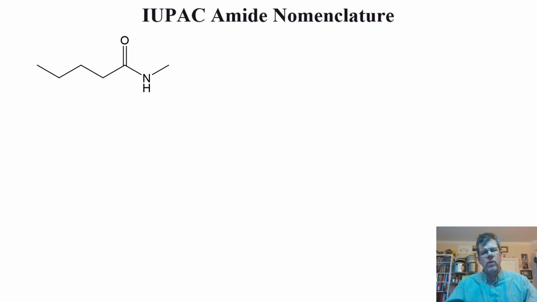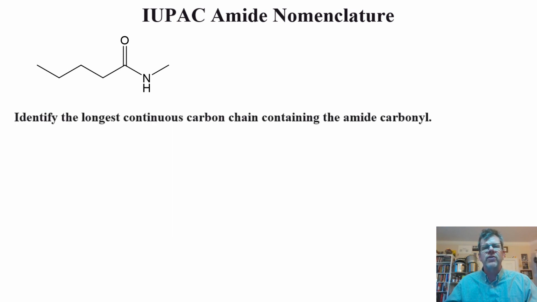What's the first thing we do in IUPAC? Find the longest continuous carbon chain, in this case containing that amide carbonyl group, that carbonyl carbon right up top here. That is important because we are going to count that carbonyl group when we look at our structure. The longest continuous carbon chain containing that amide carbonyl is this one right here, these 5 carbons. And if this was a 5-carbon alkane, it would be pentane, but it's not.